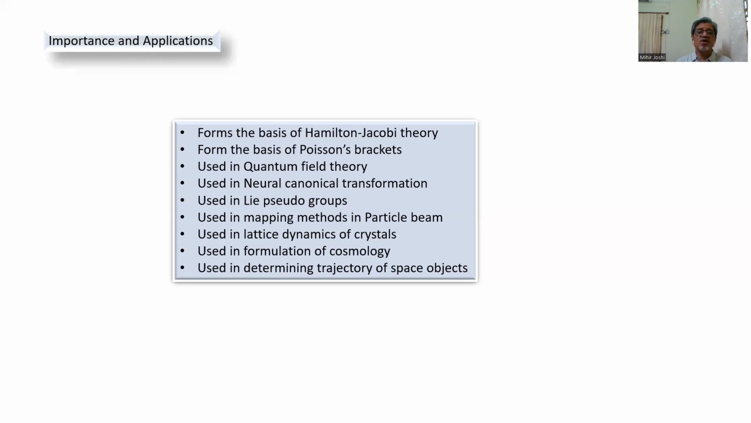It is used in quantum field theory. It is used in neural canonical transformation. It is also used in Lie pseudo groups, and the mapping method in particle beams. Also, it is used in lattice dynamics of crystals. It is used in the formulation of cosmology, and also in determining the trajectory of space objects. So these are a few examples where canonical transformations are used, but there are many more applications in classical mechanics, in quantum mechanics, in cosmology and various branches of physics.